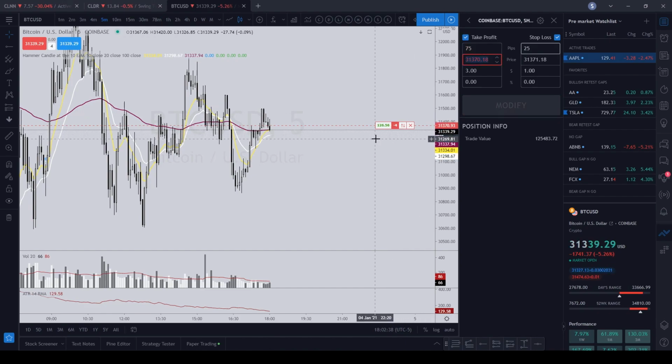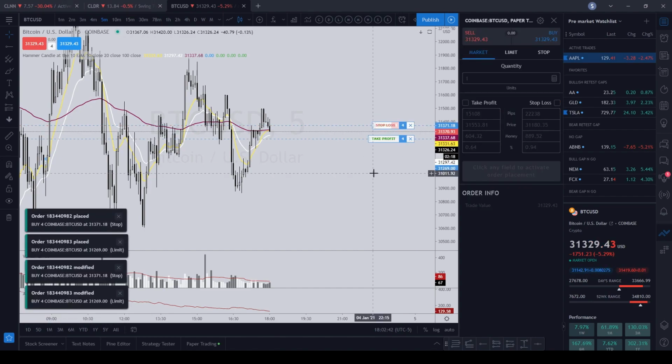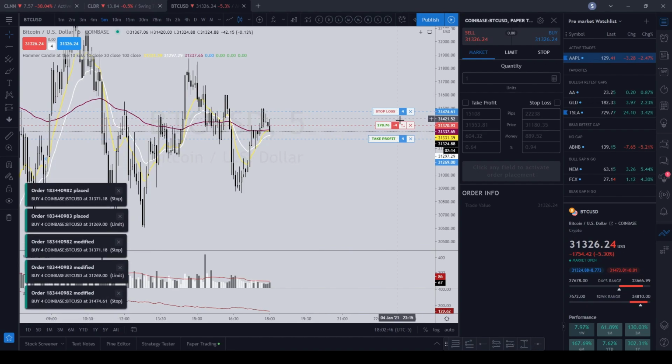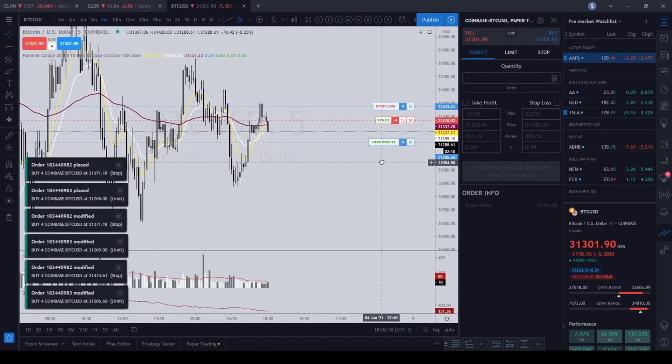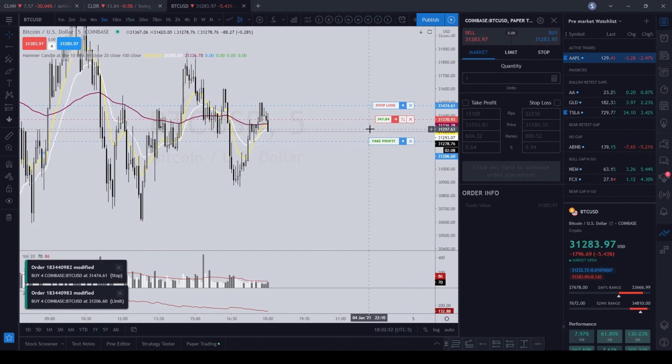So let's put a profit target of 6.9 and then modify. So we've got our stop basically at break even. We can move that up. Stop loss, we've got our take profit right here. And now the position is protected.